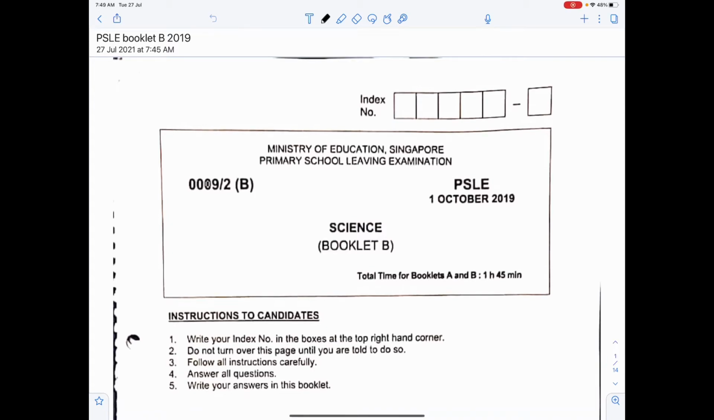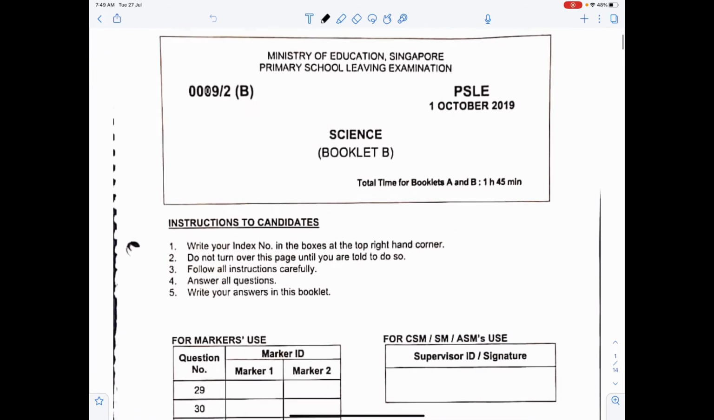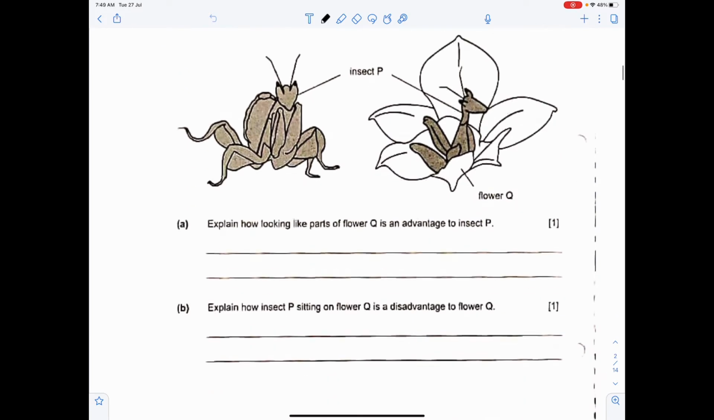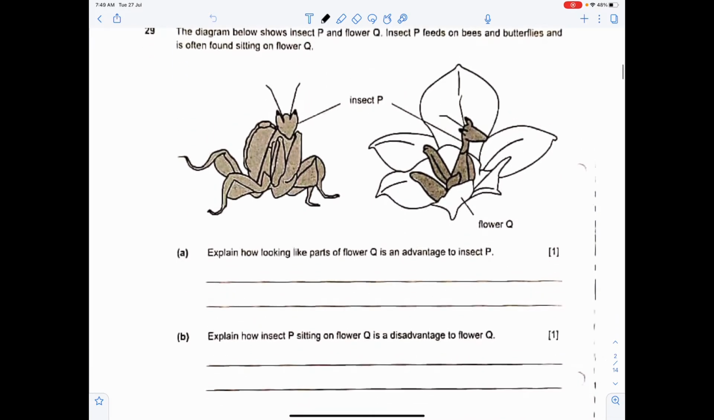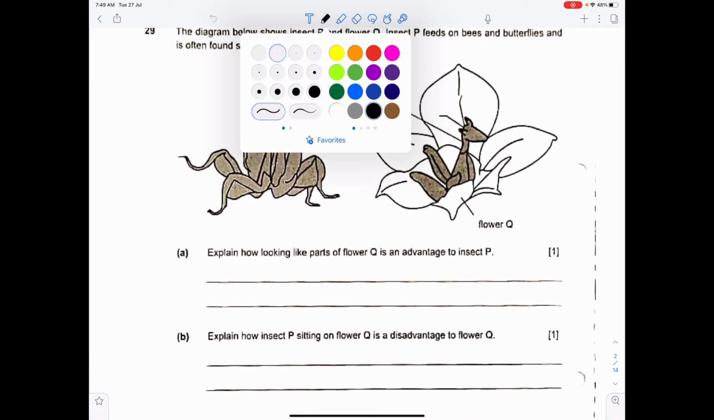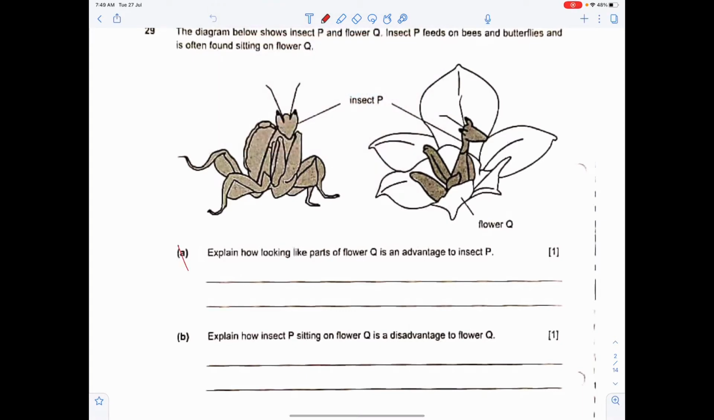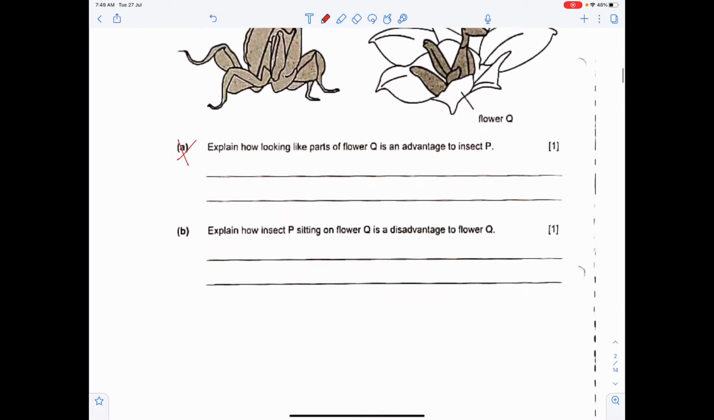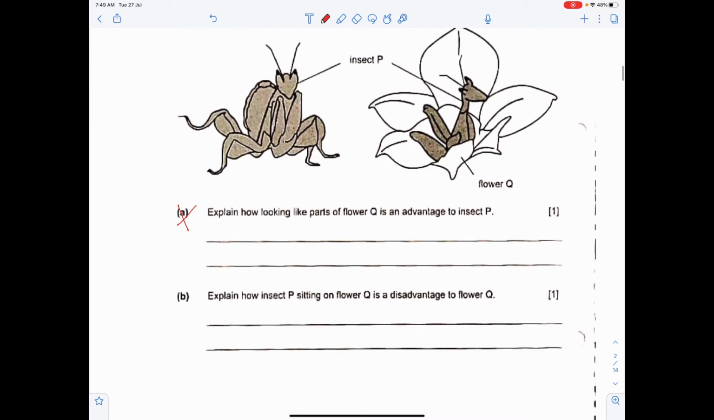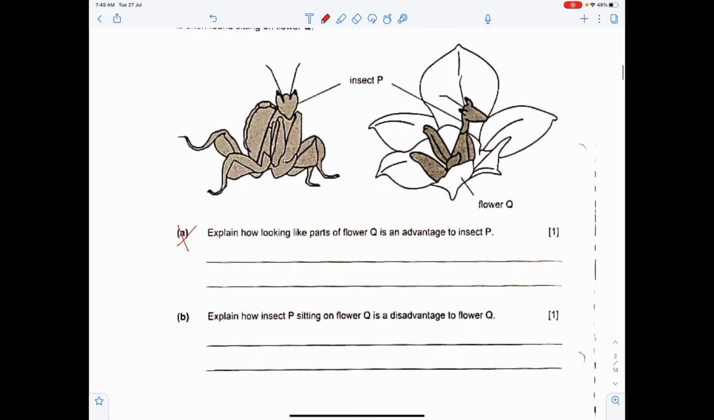Okay, today we're going to look at your booklet B 2019 PSLE. Now we're skipping the first question, because that is on adaptation. We're moving on to B. Explain how insect P sitting on flower Q is a disadvantage.